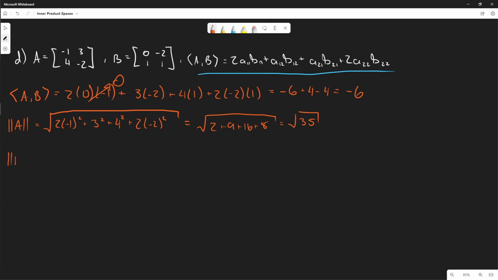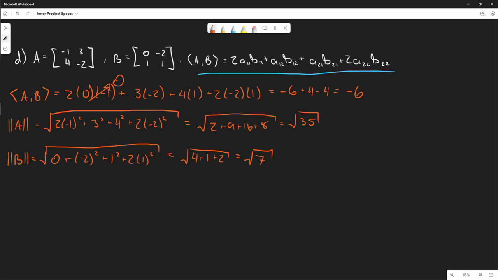Now for the magnitude of matrix B. The same thing applies. We got a 0. Cool. Plus negative 2 squared plus 1 squared plus 2 times 1 squared. So all that under the square root. And that would just be equal to the square root of 4 plus 1 plus 2, which would be 1 plus 2 is 3, plus 4 is 7. So this would be the square root of 7.